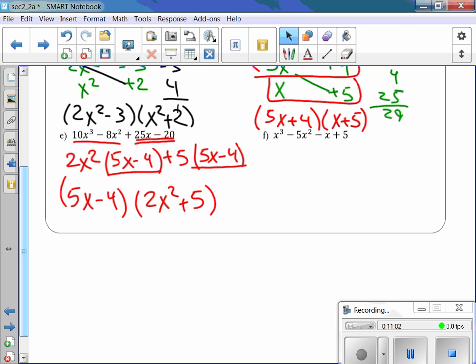So last one, Alexander, what should we do here? Is there a GCF, at least in the first two terms? What about my x's? Absolutely, there's an x squared in common. So when I pull out the x squared, I still have the x minus 5. What's left over is that minus x plus 5. Well, that's not what we want. We want that x minus 5. So what should I do?